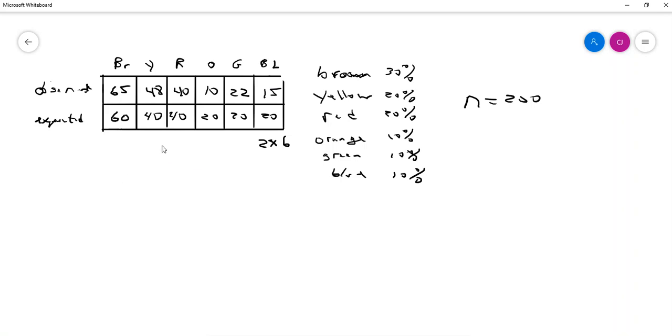But with chi-square, it's categories, not the sample size. The sample size does not determine the degrees of freedom. Degrees of freedom is the number of rows minus 1 times the number of columns minus 1.